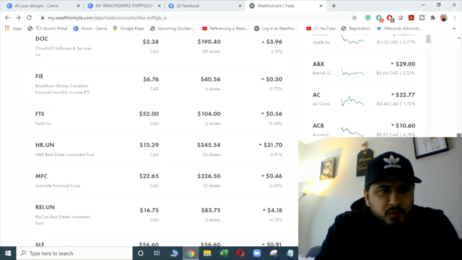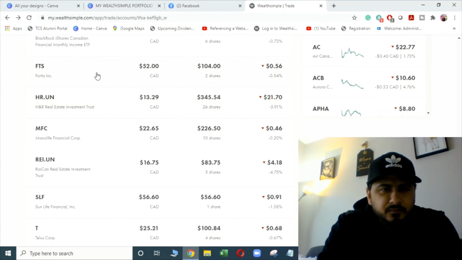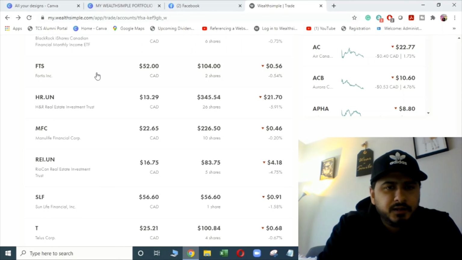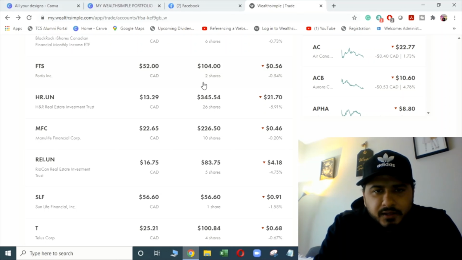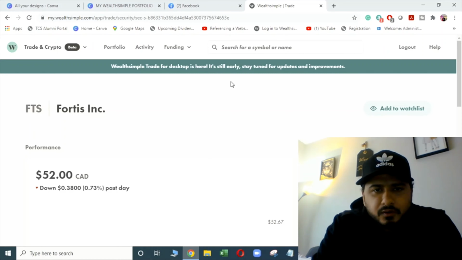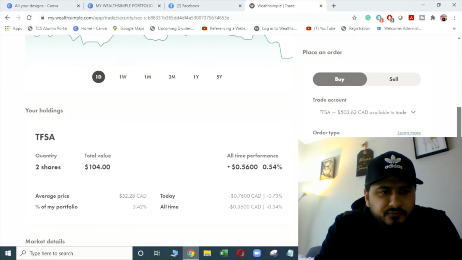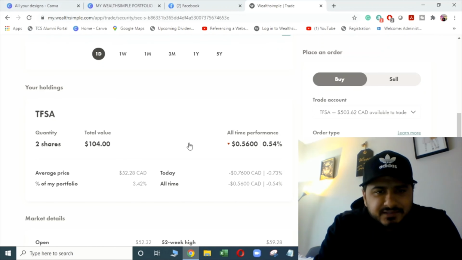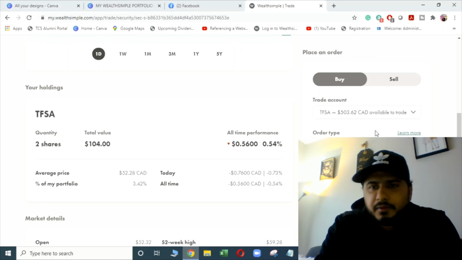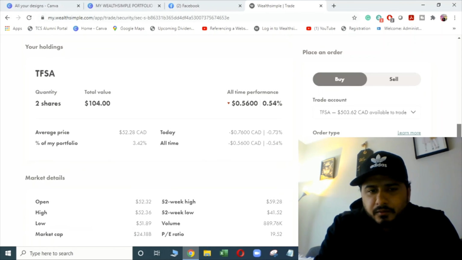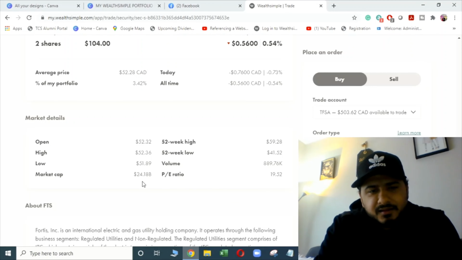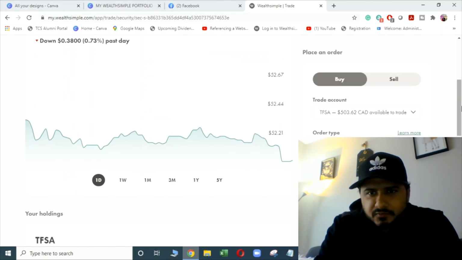Second one that I am holding is FTS, which is one of the most stable companies in my portfolio. That is Fortis. It is one of the Canadian utility companies, and currently I am holding 2 shares with an average price of $52.28, and I'm planning to invest in this company for the long term because I don't want to sell or have to worry about this company, because as you can see, it has a market cap of near about 24 billion, which is pretty much huge, and it's a very stable company in Canada.